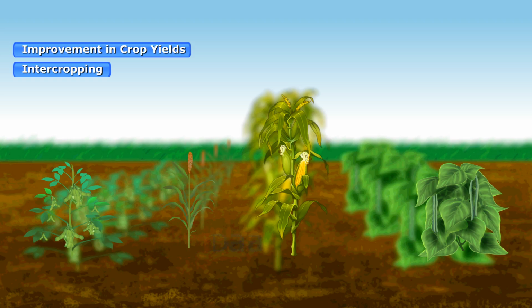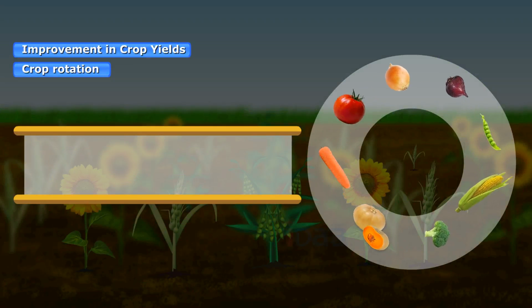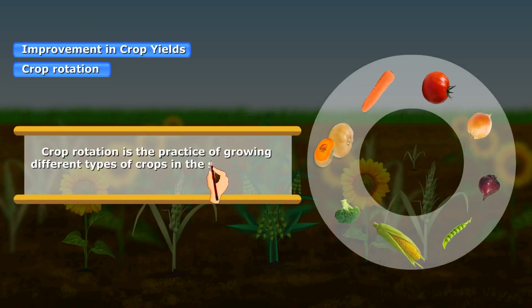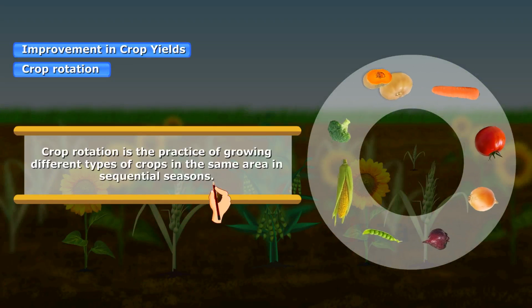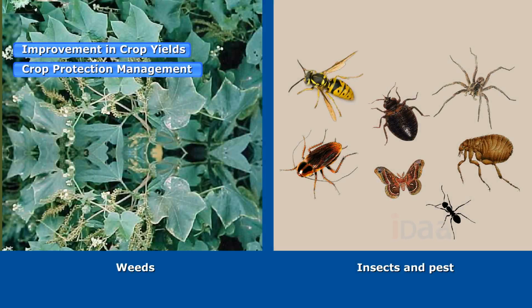Intercropping helps to prevent pests and diseases from spreading to all the plants belonging to one crop in a field. Crop rotation. Crop rotation is the practice of growing different types of crops in the same area in sequential seasons. Crop protection management. Crop protection involves removal of weeds and controlling insects and pests.